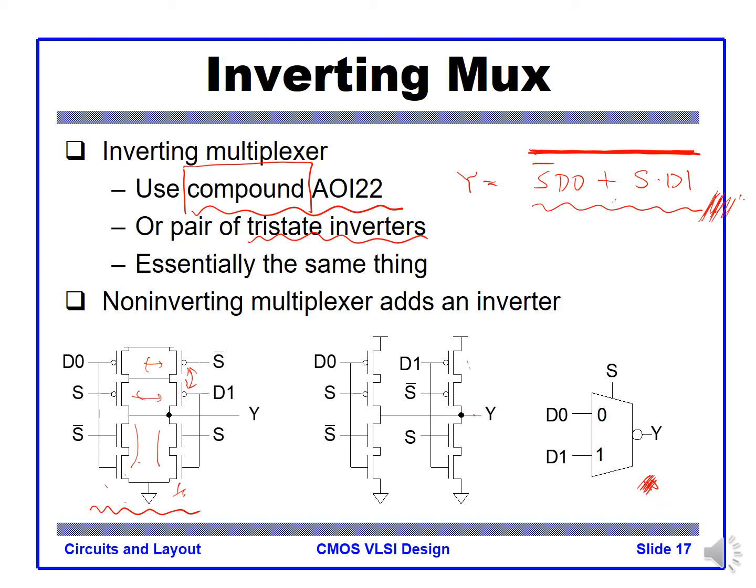A third one is using the pass transistor. Use the transmission gate like that, right? Like that. But the transmission gate doesn't have an inverting function, so we have to add an inverter at the output to construct the inverted output. Okay.